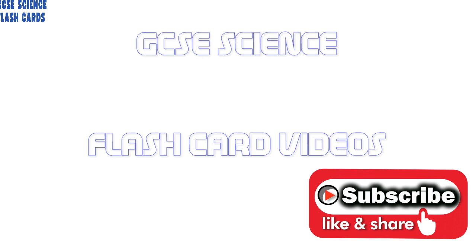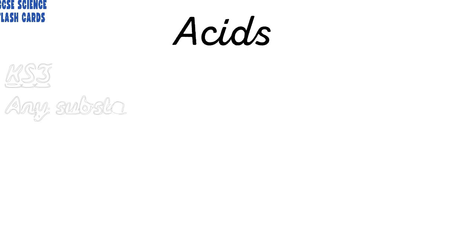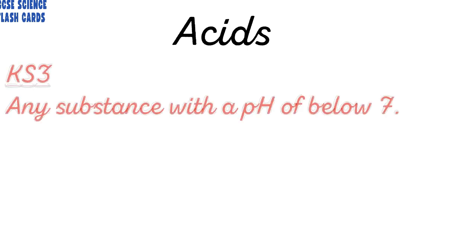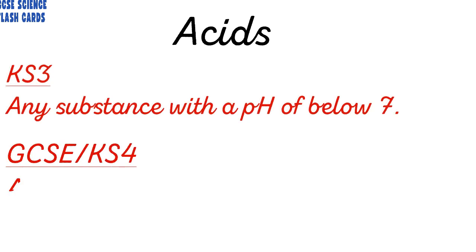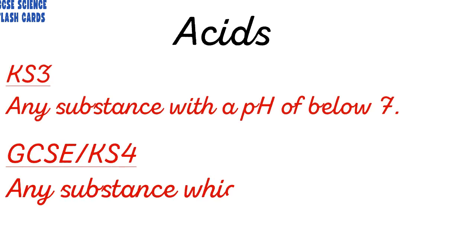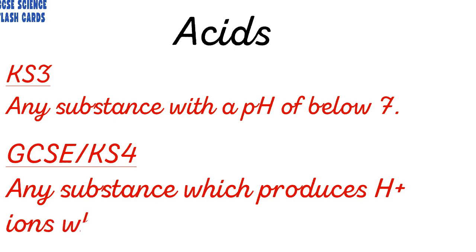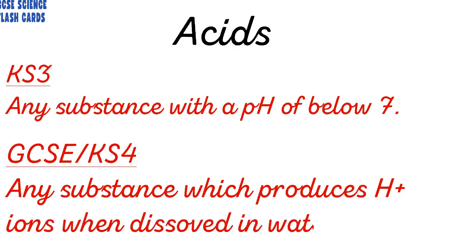In today's video, we are going to be looking at acids. Now in Key Stage 3, you should have been told that an acid is any substance with a pH of below 7. But for your GCSEs, you should know that an acid is any substance which produces H+ ions when dissolved in water. There are two categories of acids. You have strong acids and weak acids.